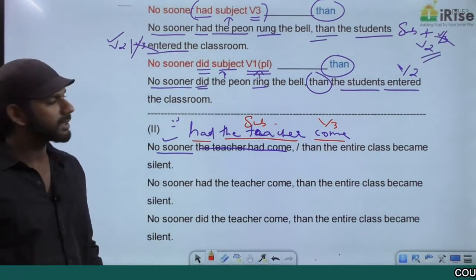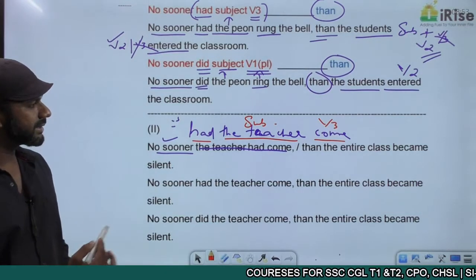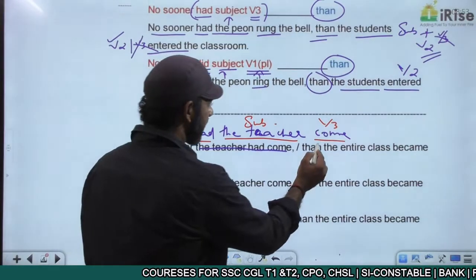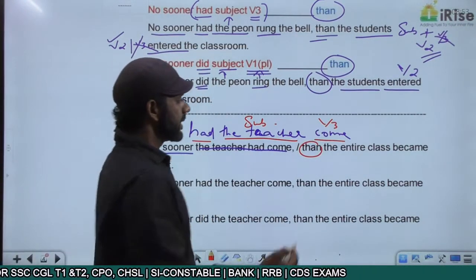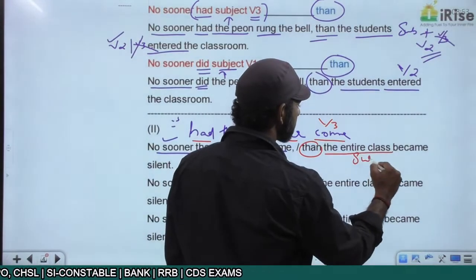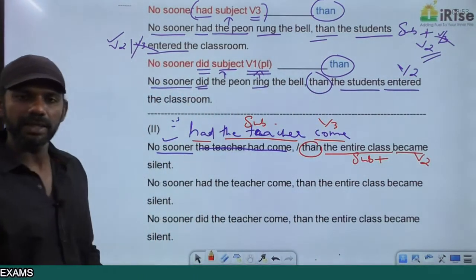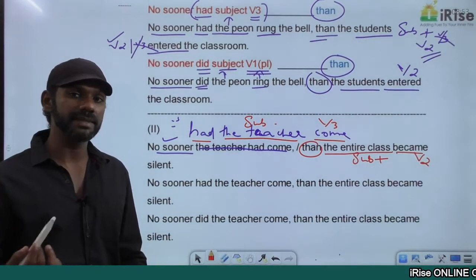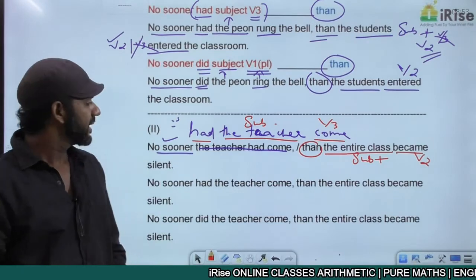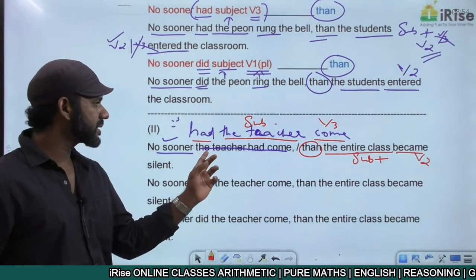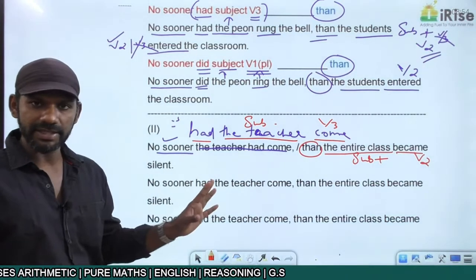Now come to the second part. No sooner will be followed by than. No sooner had the teacher come than, completely fine. The entire class became silent. The entire class is the subject here plus became is V2. Become is V1, became is V2, become is V3. Become, became, become, come, came, come. So the sentence started in the past, ended in the past, tense consistency is there, grammatically correct.